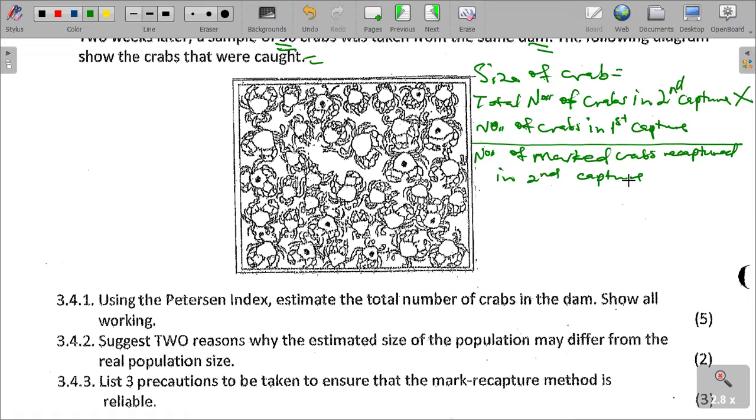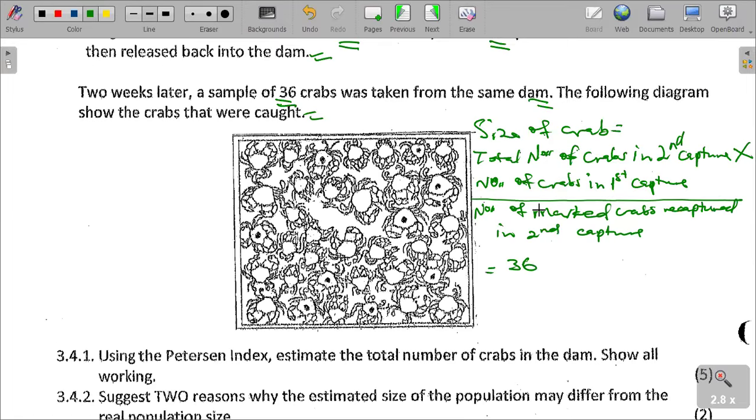So in this case, we have our total number of crabs in second capture, which according to our context is 36. The sample is 36, multiplied by the number of crabs in first capture, which is 45, over the number of marked crabs recaptured in second capture, which is close to 9.